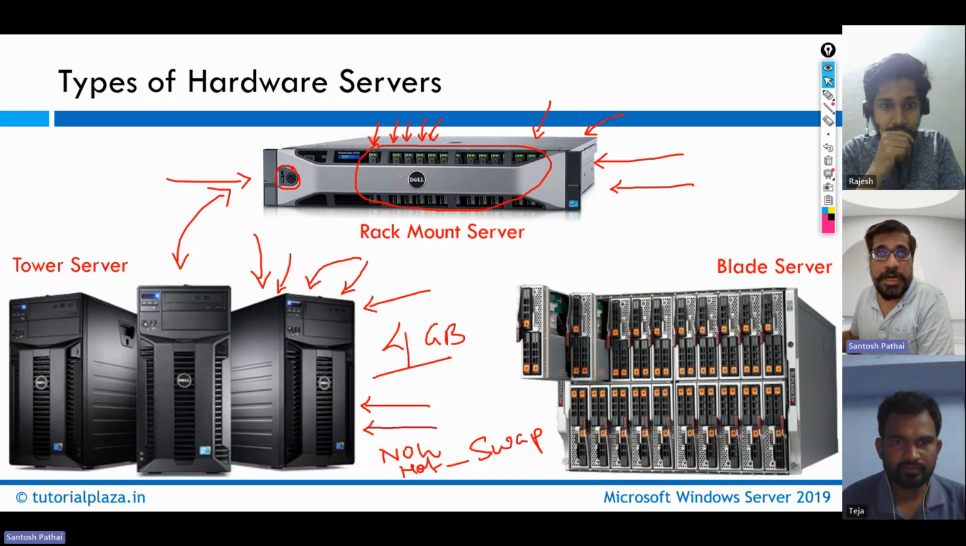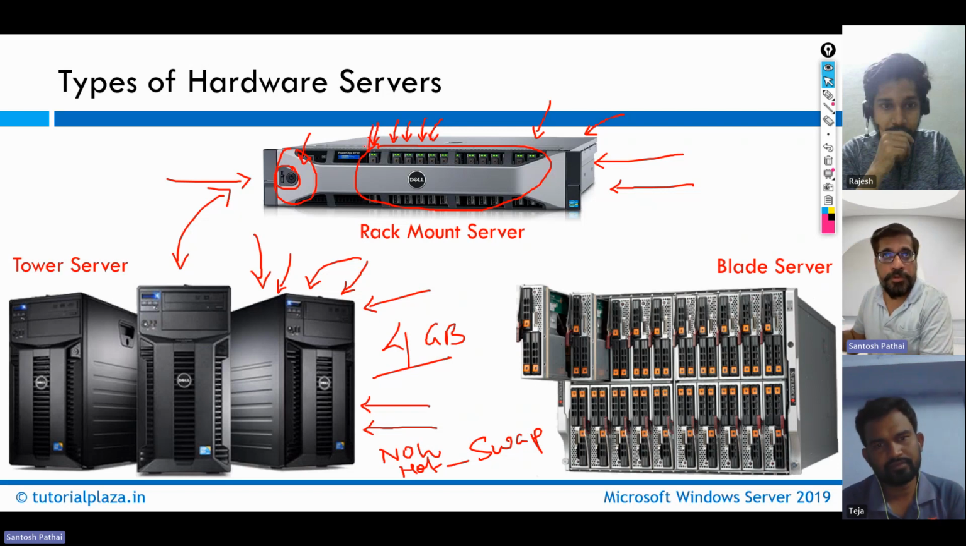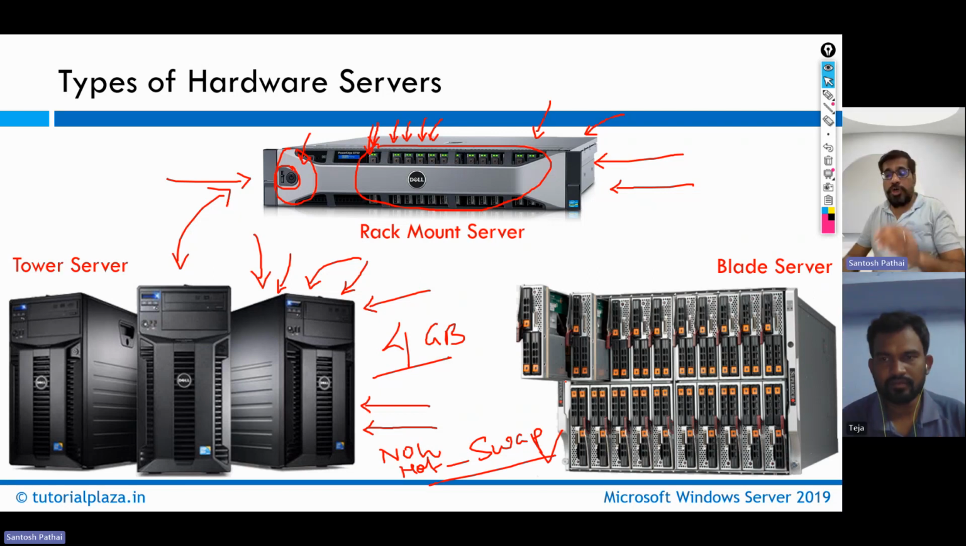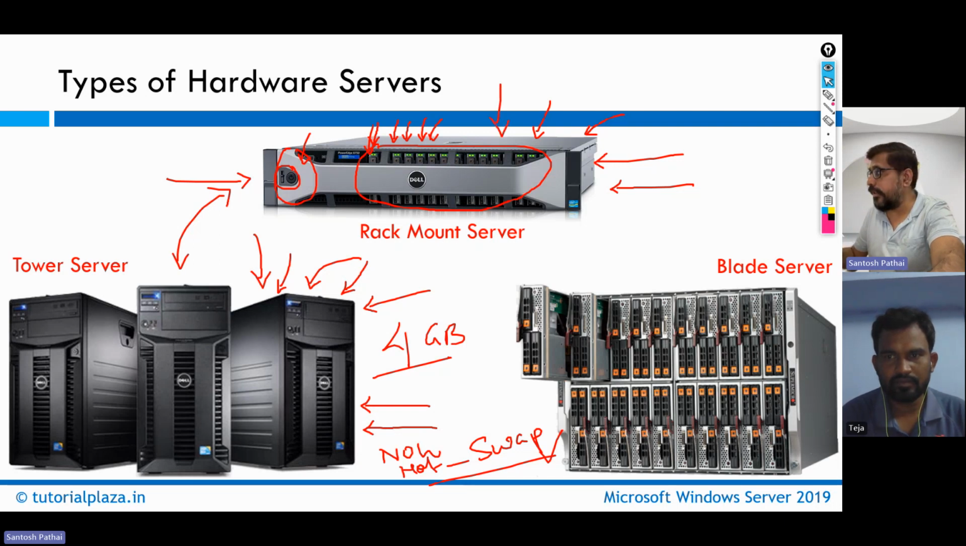Now, how to change the hard drive? You can pull this silver color cabinet out from here. It has a lock. You can pull it out. And once you pull it out, you can pull the hard drive and insert a new hard drive. And most of the rack servers are hot swappable. Now, what is hot swap? Hot swap means you can insert or remove a hard drive when the server is running itself.